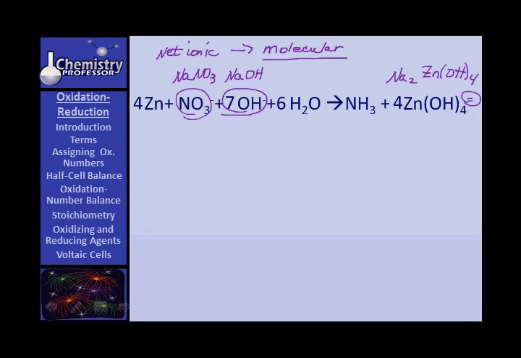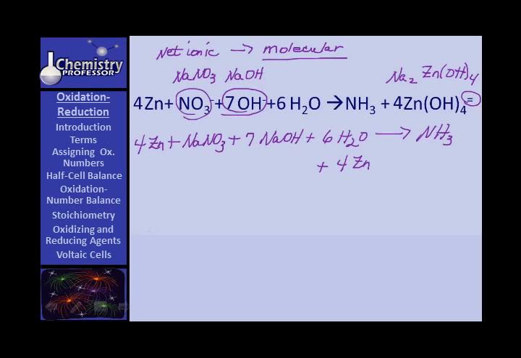All right, let's rewrite this equation now. I've got 4 zincs plus sodium nitrate plus 7 sodium hydroxides plus 6 waters, producing ammonia, which is probably going to come off as a gas, plus 4 Na2Zn(OH)4. Now let's see if we're balanced.